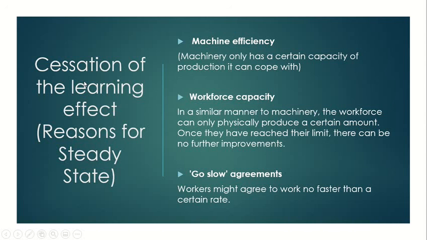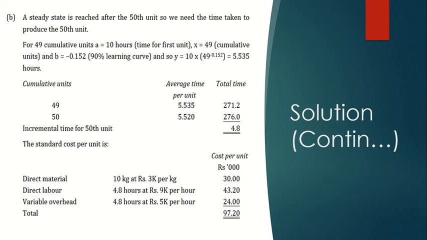Clear? These are the reasons for steady state, which means thereafter there won't be any further improvements. In my previous question, after the 50th unit, time won't be reduced. The time will be 4.8 because after the 50th unit, it came to steady state.